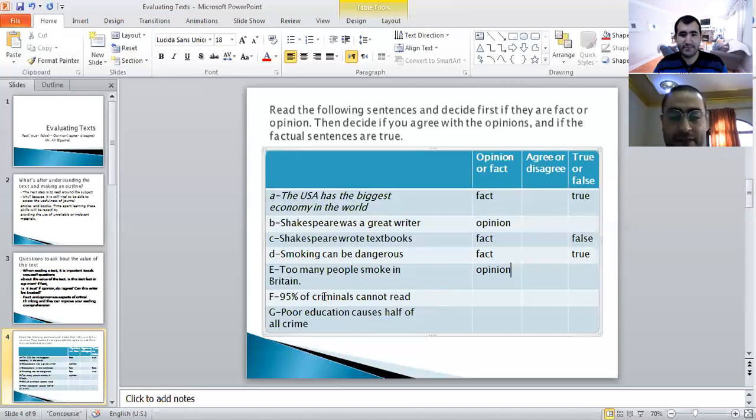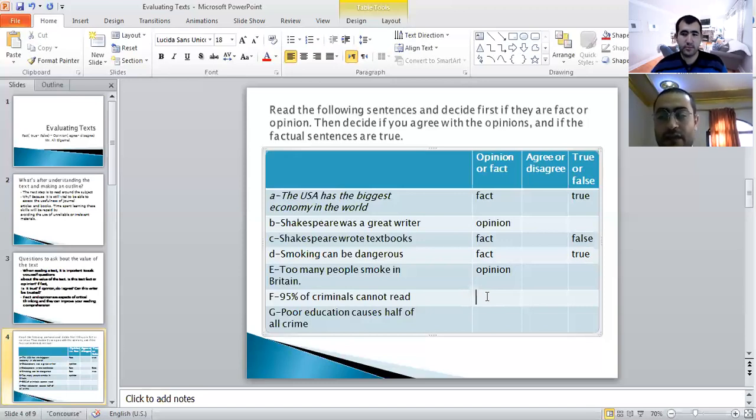95% of criminals cannot read. Well, this statistic is not that accurate, and we don't know who the criminals are and where they live. I think this is an opinion. According to the author of the academic writing book, they mention it's a fact, but it's not true.